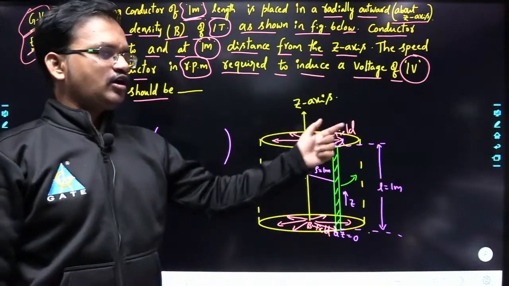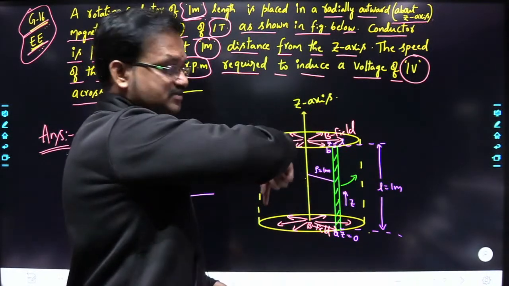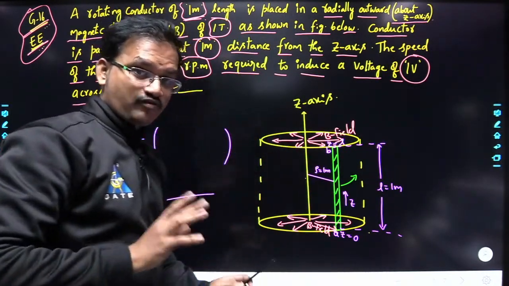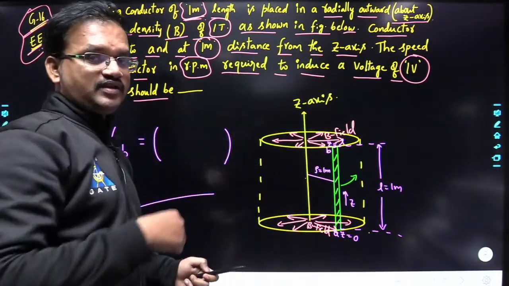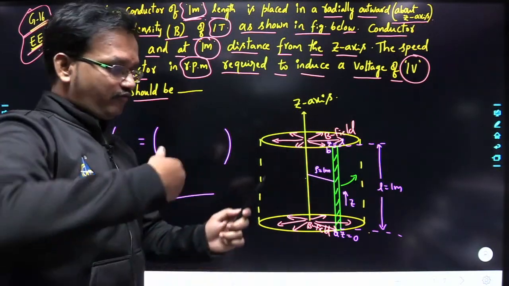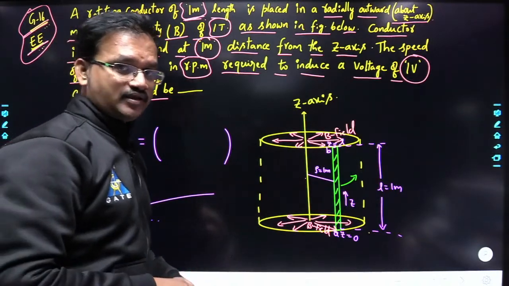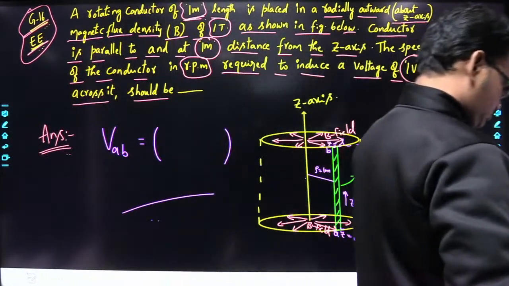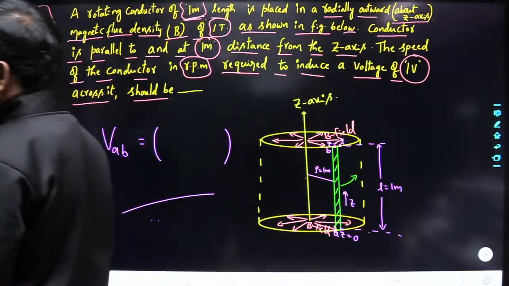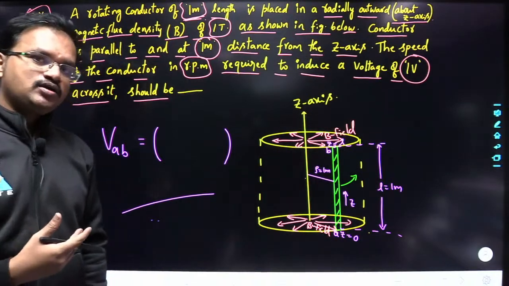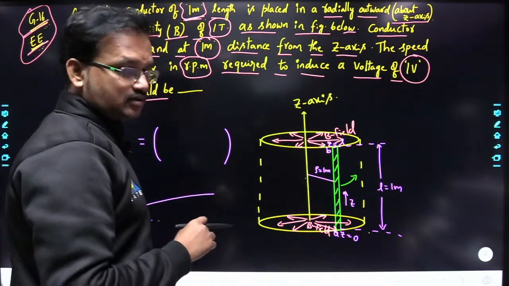The B field is radially outward, that means it is in the a rho cap direction, and this conducting bar is revolving. So the velocity will be in the a phi cap direction. Whenever it is revolving, you have to consider the angular velocity. So first represent in terms of v, then replace v with omega into rho, where rho is the radius of the circle.